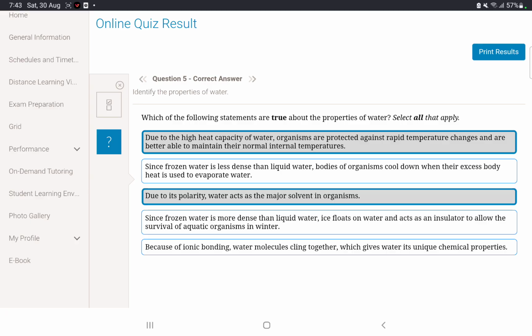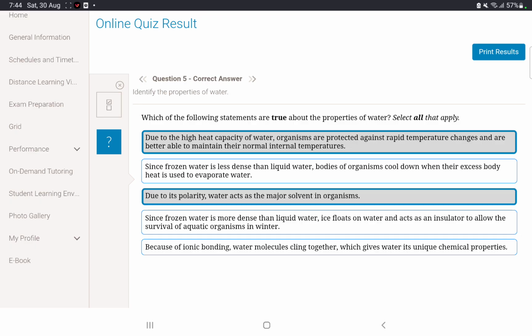Okay, due to its polarity, water acts as the major solvent in organisms. As I said, it acts as the major solvent in organisms due to its polarity. I'll explain why a little bit later when we get to cohesion and adhesion. Let me tell you guys why the options that are wrong are actually wrong.